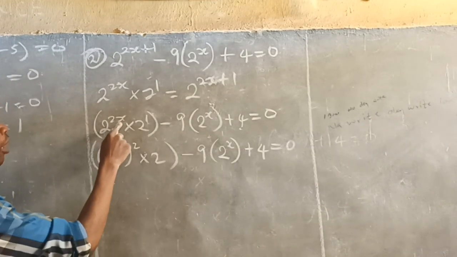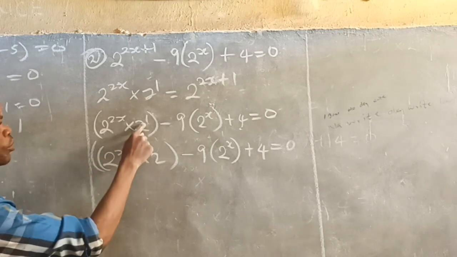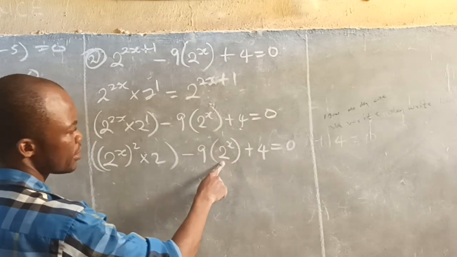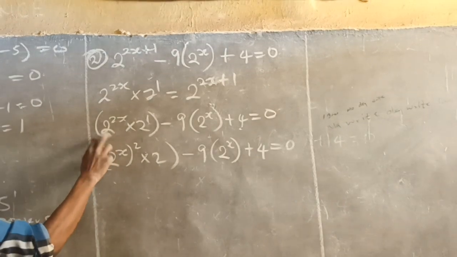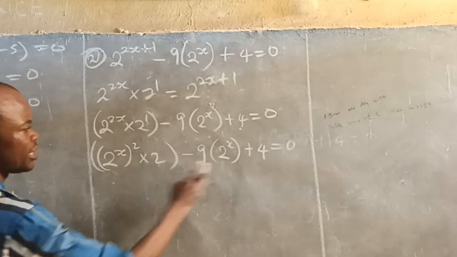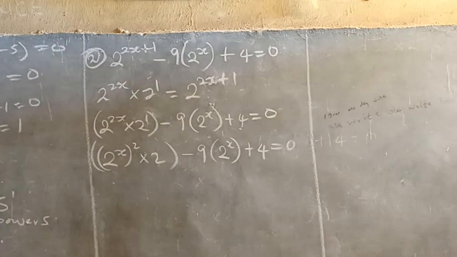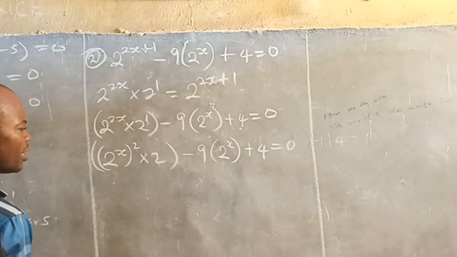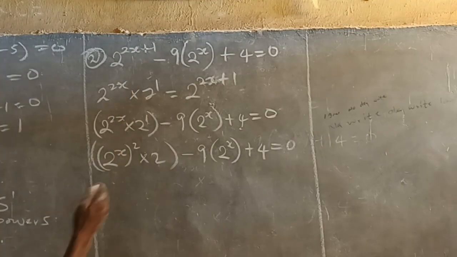Now, we can rewrite this expression. This is 2 raised to the power of x, all squared, times 2 raised to the power of 1 minus 9 bracket 2 raised to the power of x plus 4 equal to 0. The reason why we rearrange this expression is so that there can be uniformity. We can have 2 raised to the power of x here and also 2 raised to the power of x here. So that will help us to solve the equation easier.